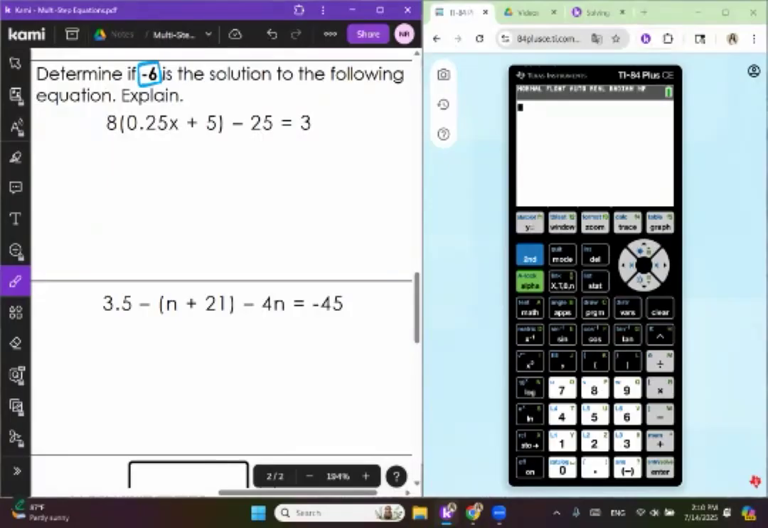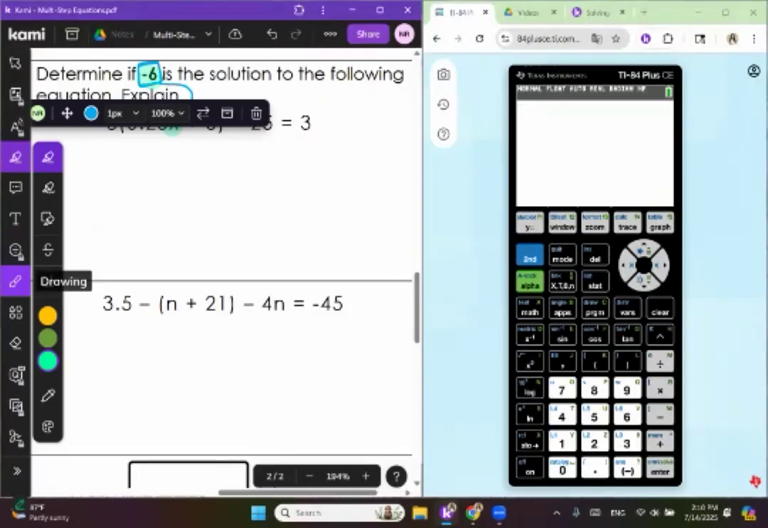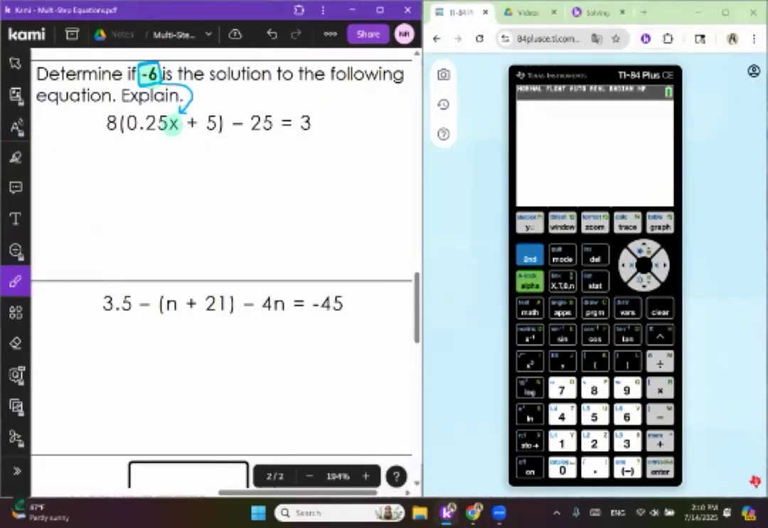What we're going to do is plug it right back in, where we see the x. So we're going to replace the x with a negative 6. Anytime you substitute, you want to use parentheses. So yeah, you will have double parentheses in here. So instead of an x, I'm going to put my negative 6. Everything else stays the same.